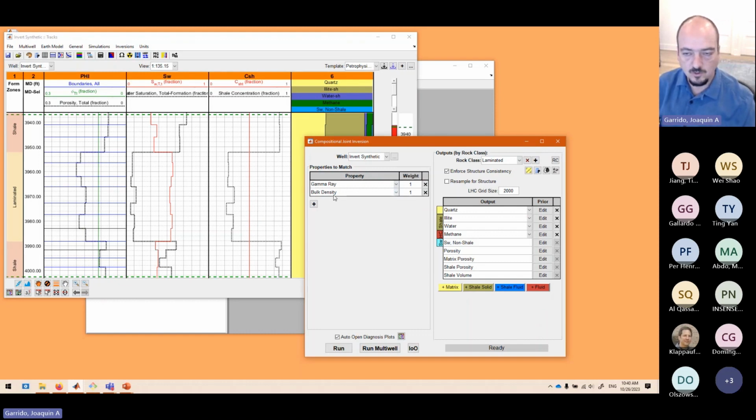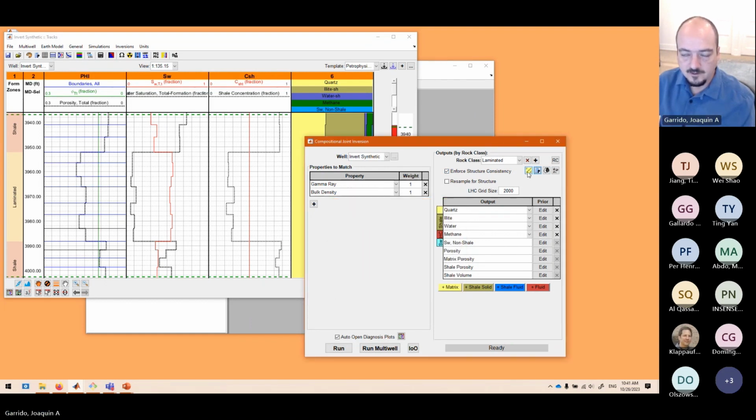Let's start with these two only. And then the outputs by rock class. So in the laminated rock class, we're going to enforce structure consistency. You can decide to do this or not. And these are just access points to all the other things that are going to be relevant.